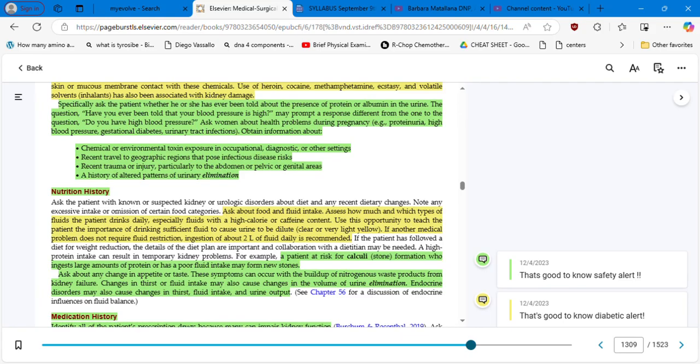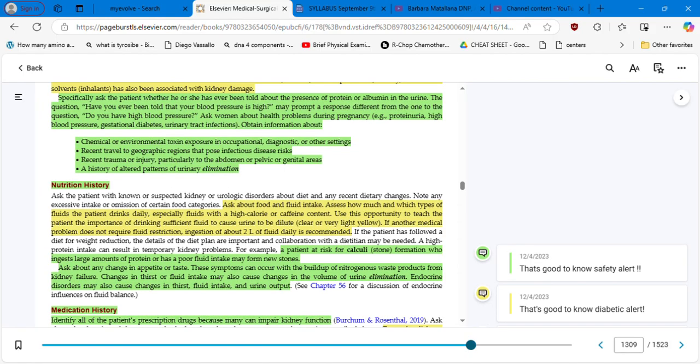Especially, we have to ask the patient whether he has been told about the presence of protein or albumin in the urine. That's very important. If the urine analysis shows presence of protein or albumin, it's a no-no. The question, have you ever been told that your blood pressure is high, may prompt a response different from the one to the question, do you have high blood pressure?